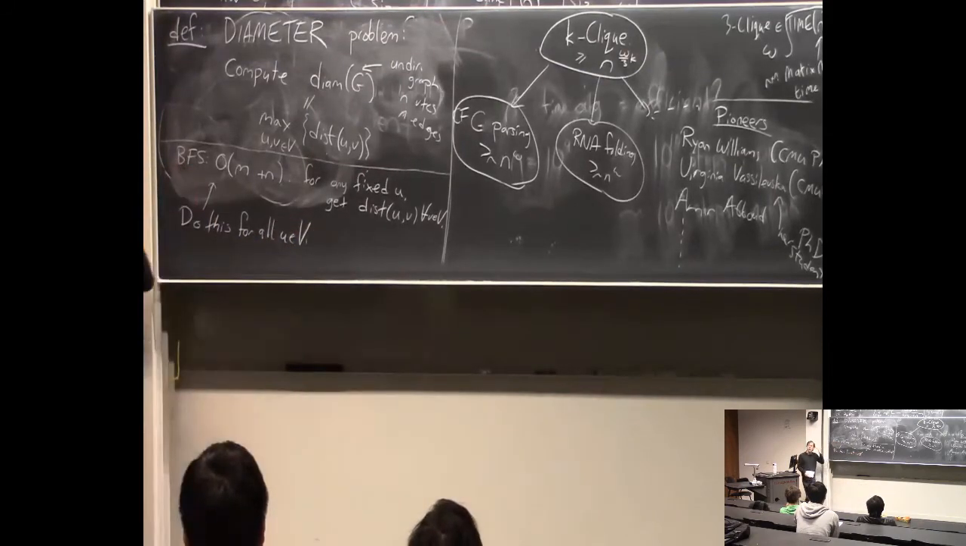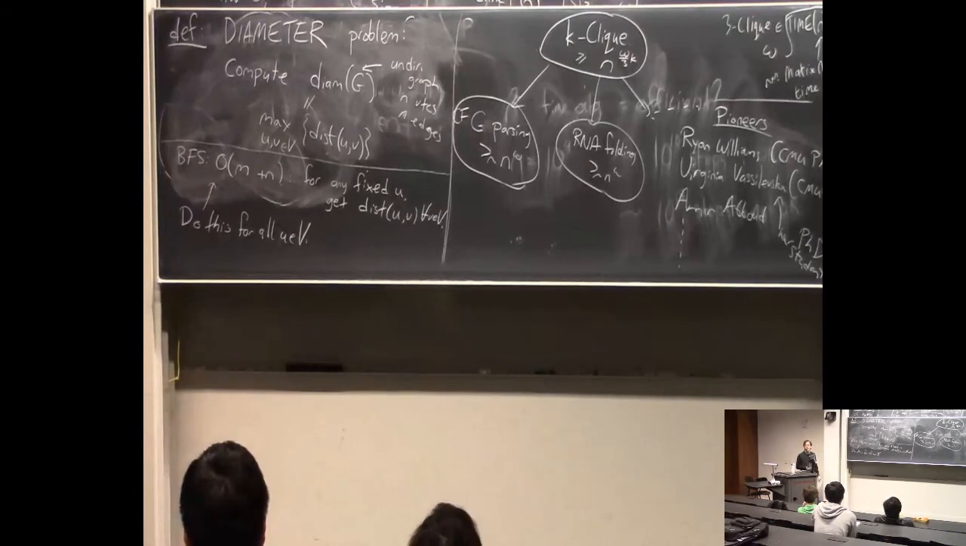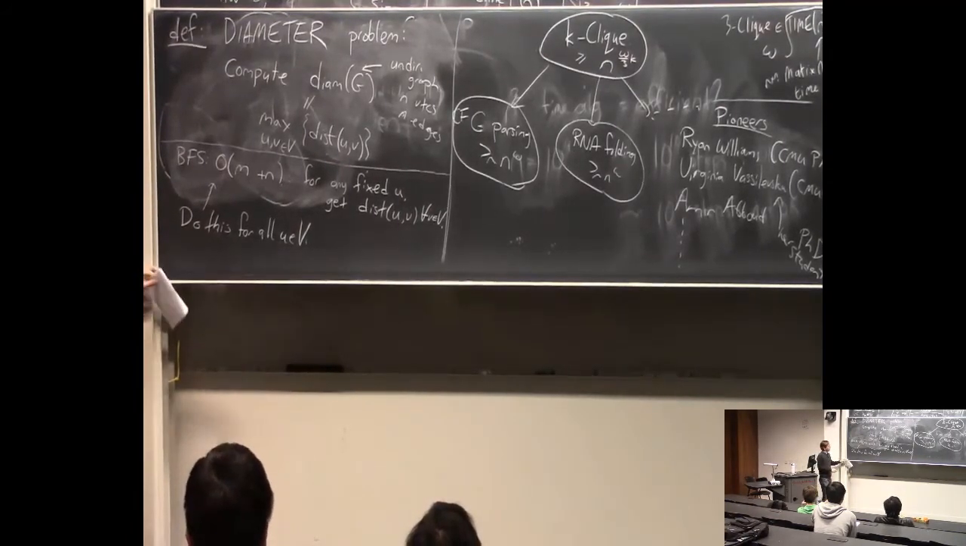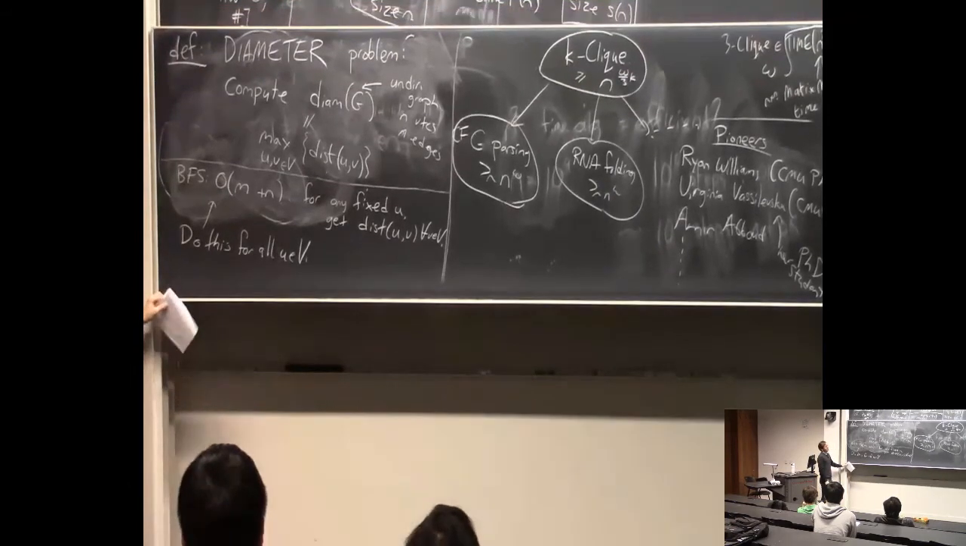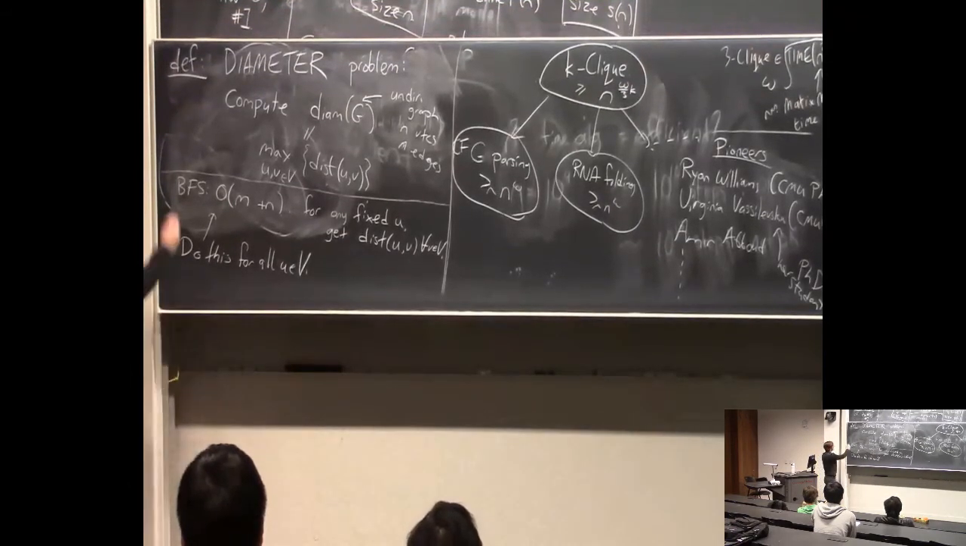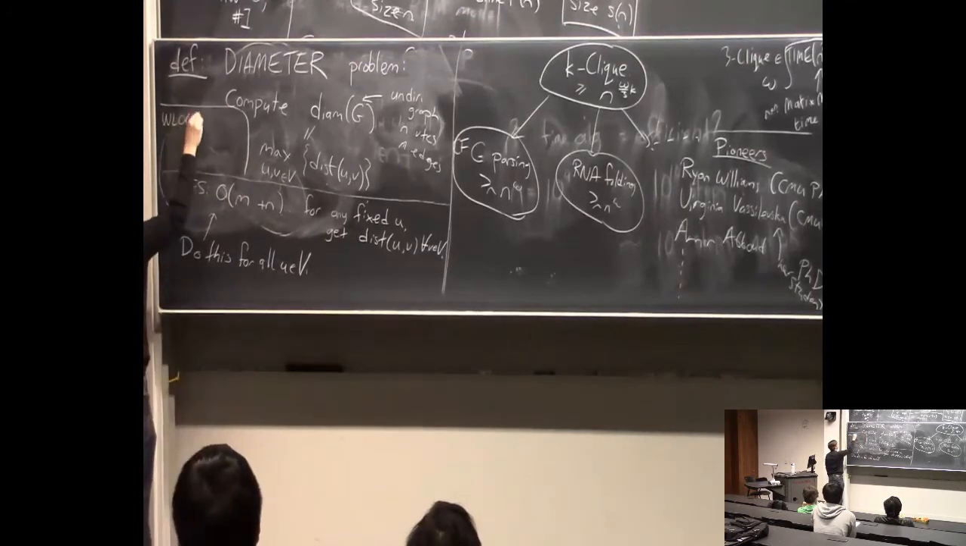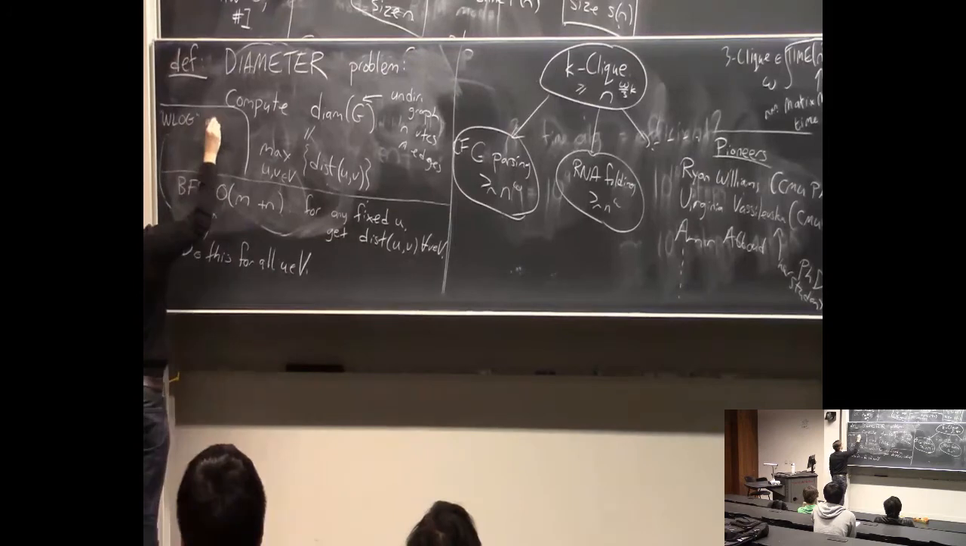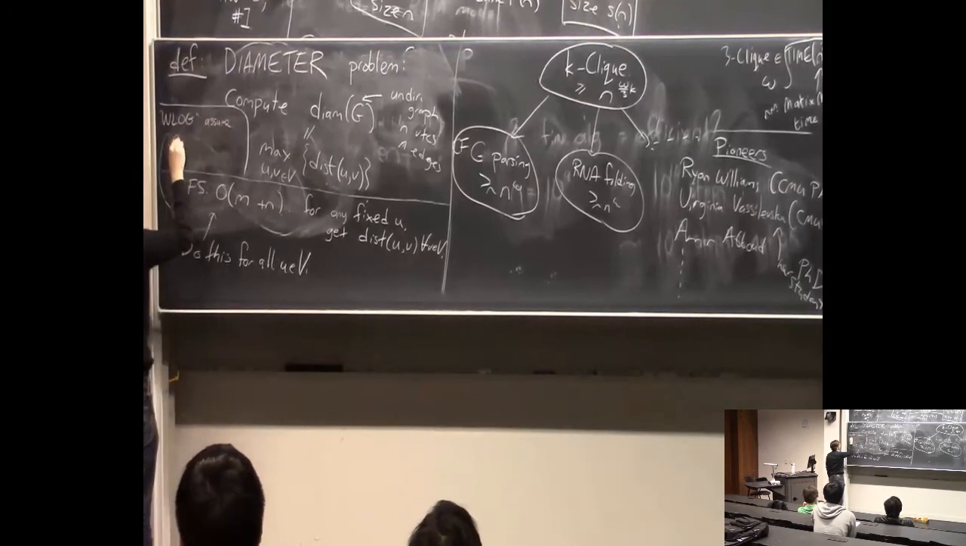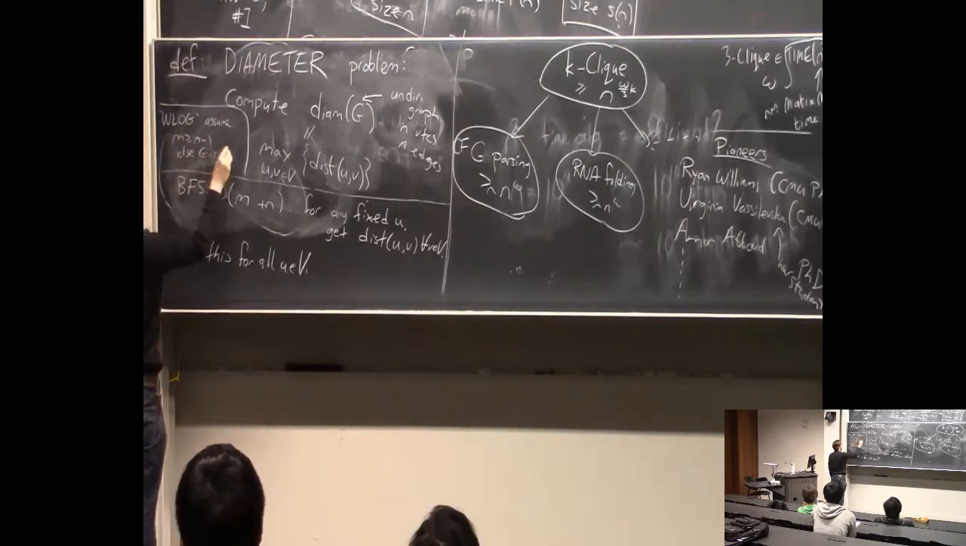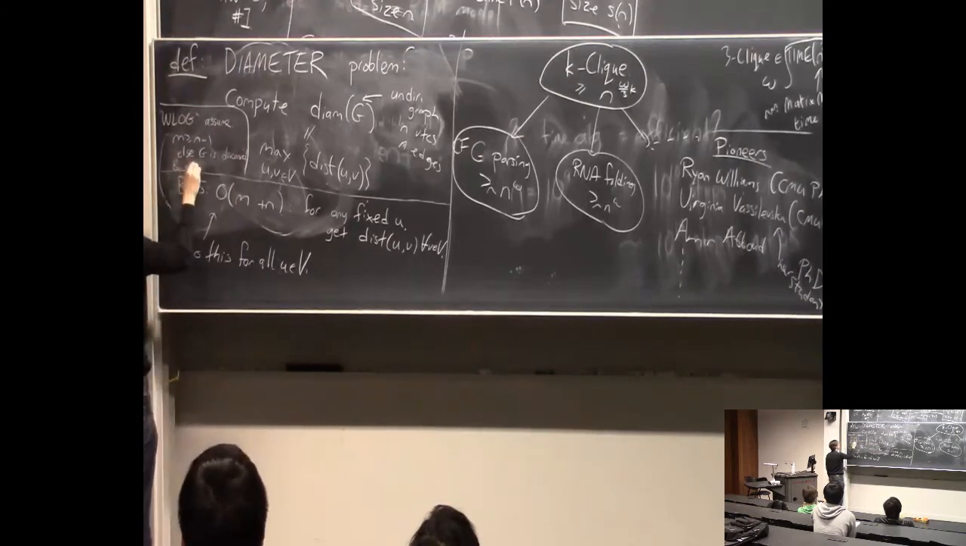Yep? Maybe I'm being pedantic, but in the case where the number of edges is less than the number of vertices, what is the diameter? Yeah, so it can be infinity. If the graph is not connected, then the diameter is infinity. So let me just write this, because I think it'll simplify my life. Without loss of generality, we can assume that m is greater than or equal to n minus 1, else G is disconnected and the diameter is infinity.